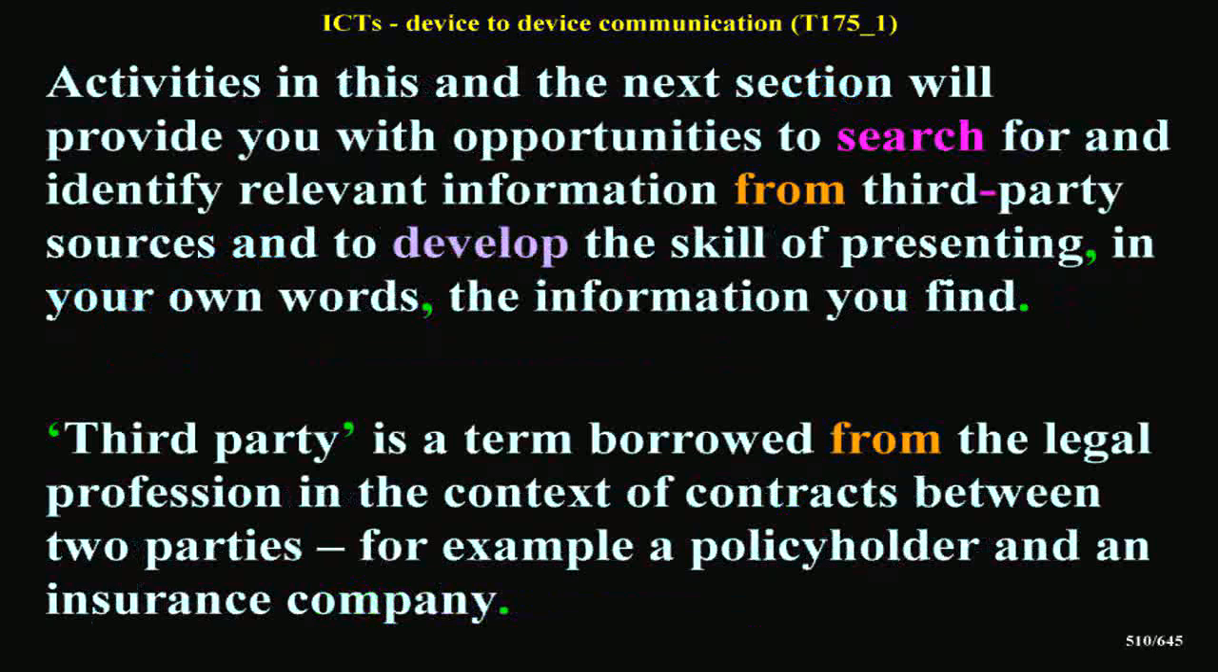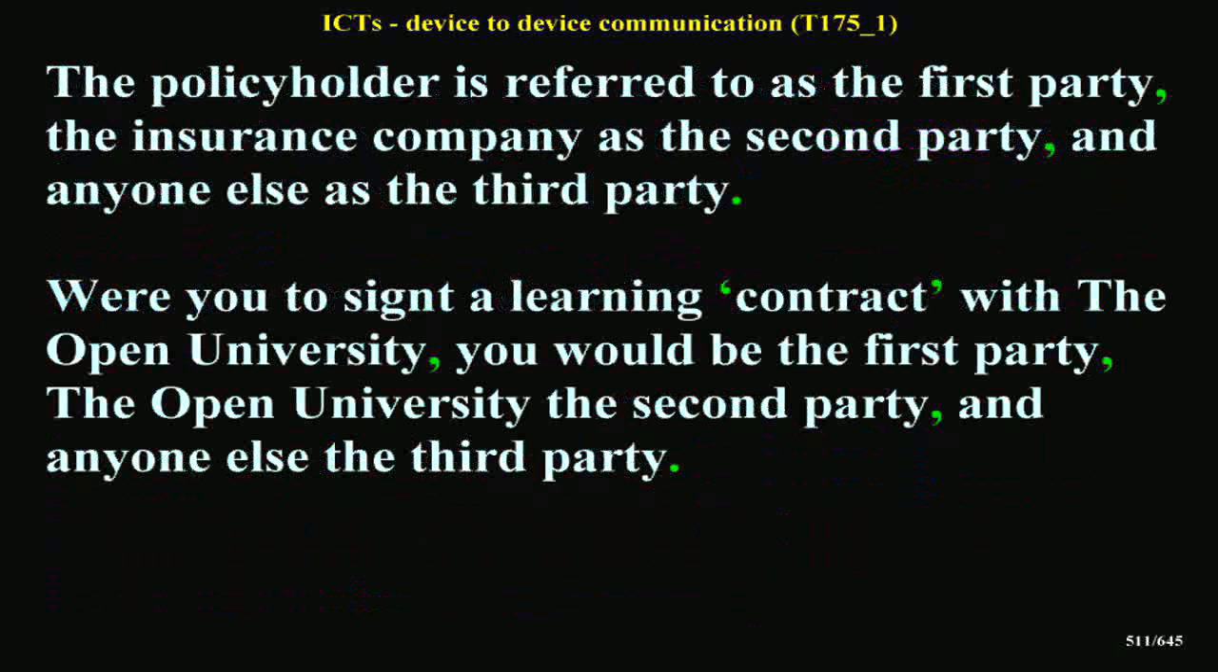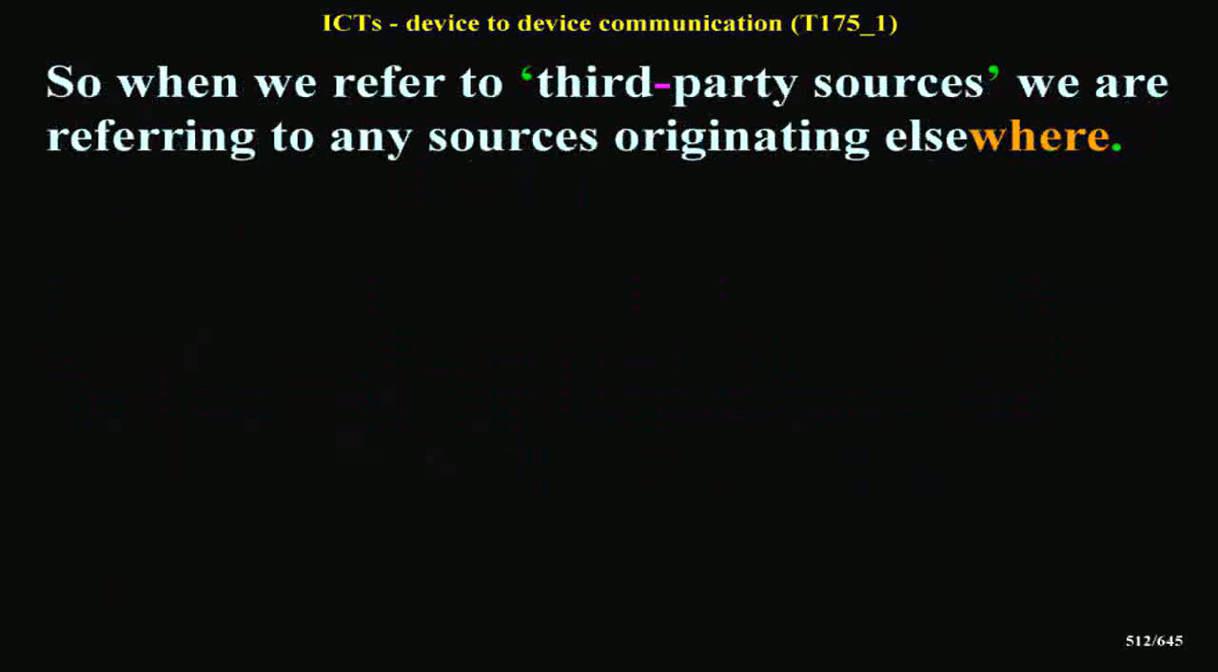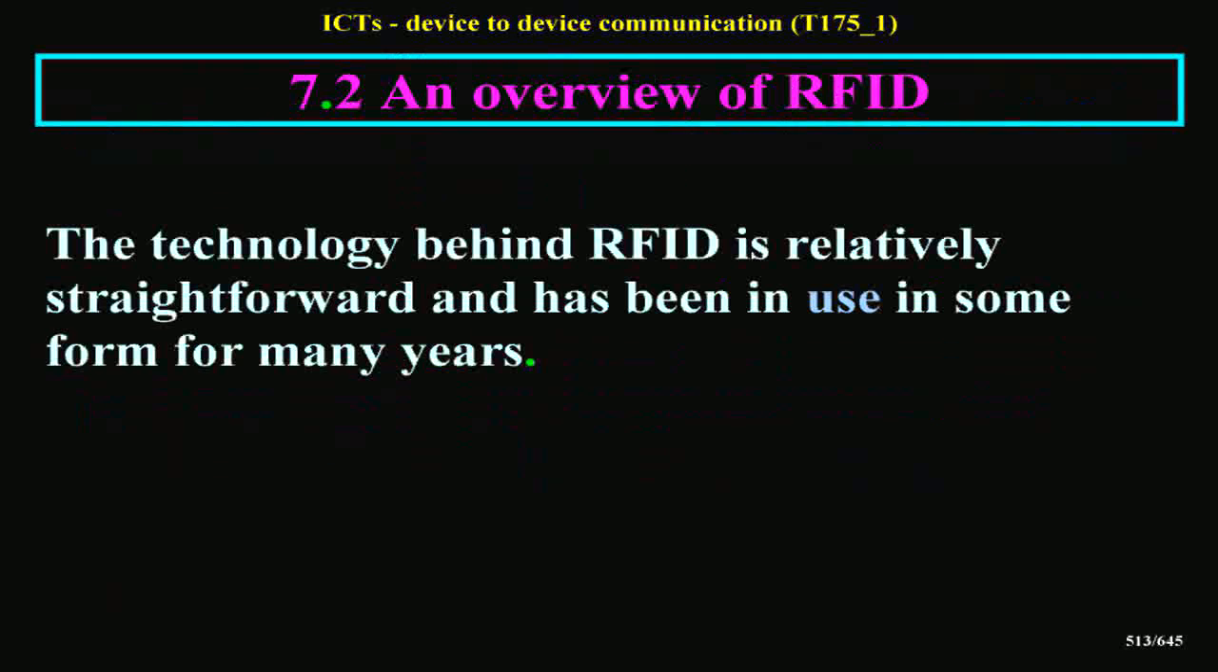Third party is a term borrowed from the legal profession in the context of contracts between two parties, for example a policyholder and an insurance company. The policyholder is referred to as the first party, the insurance company as the second party, and anyone else as the third party. Were you to sign a learning contract with the Open University, you would be the first party, the Open University the second party, and anyone else the third party. So when we refer to third-party sources we are referring to any sources originating elsewhere.